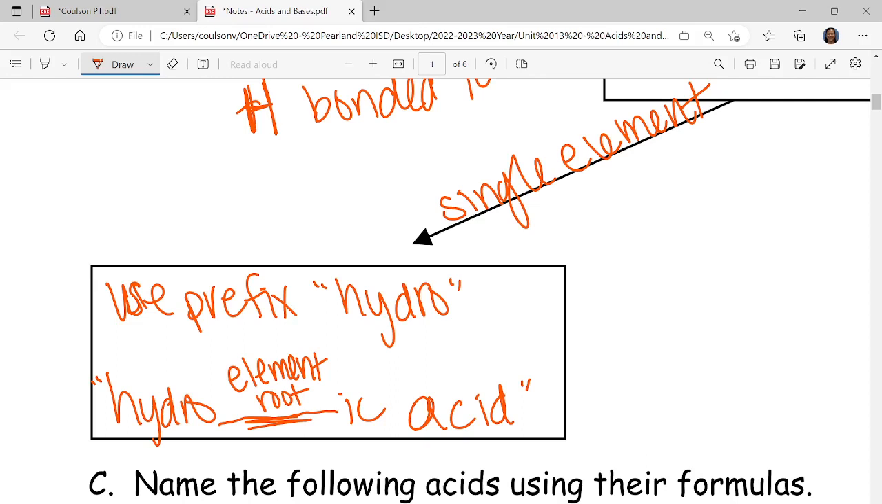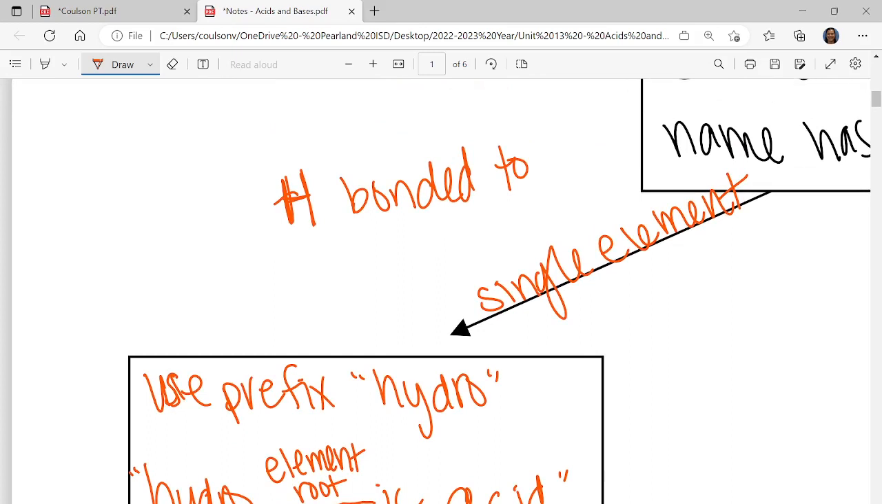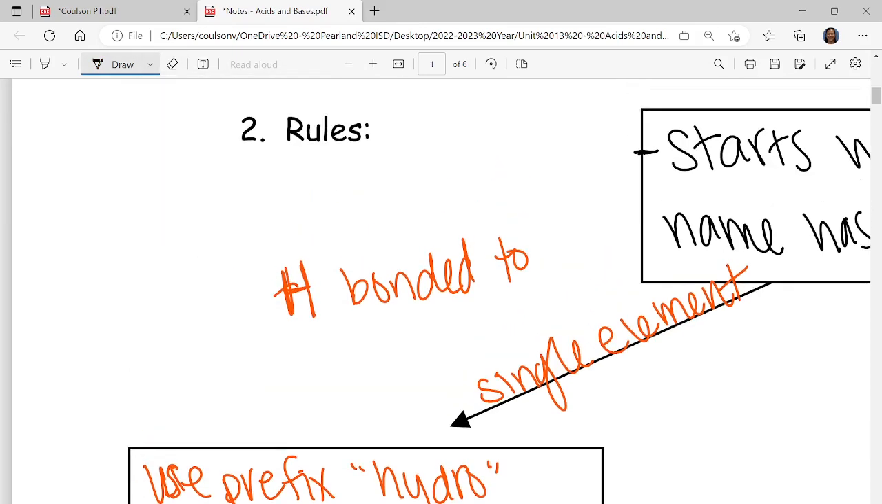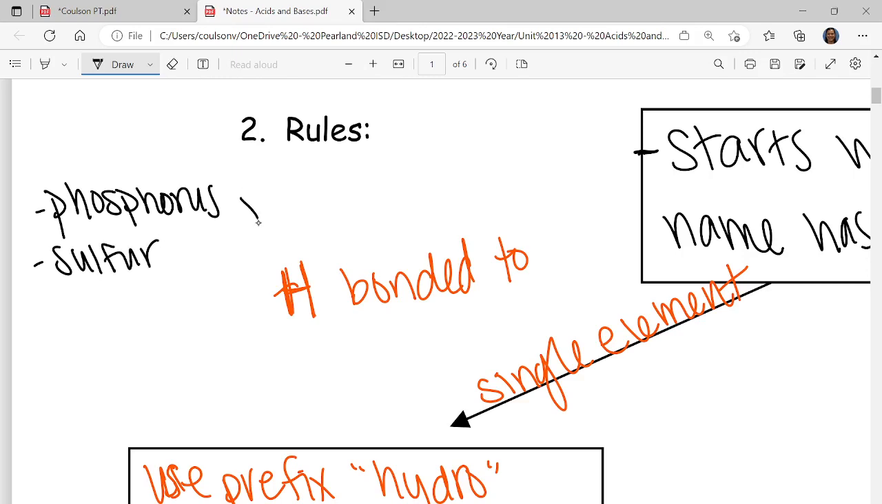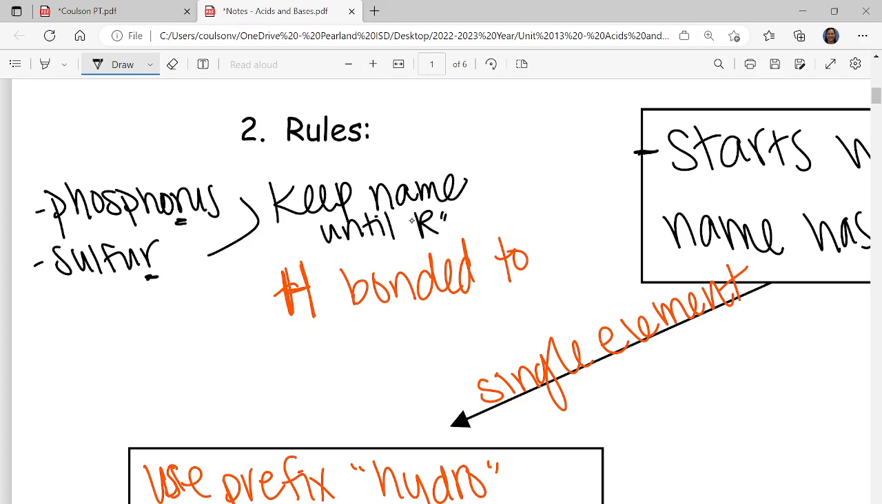And then there are two exceptions to this. One is that you use the whole element name for phosphorus and for sulfur. So for phosphorus, and for sulfur, keep the name until the R. So here or here.